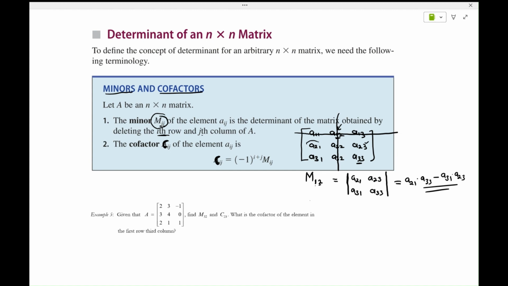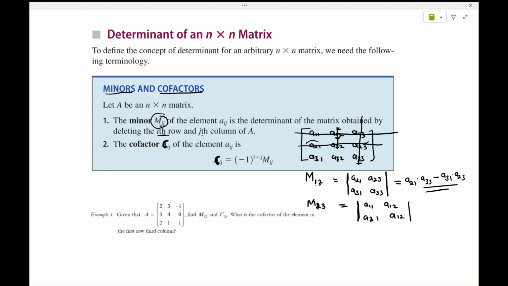Is that okay? So let's say you want to find M23. M23 means you're going to delete the second row and delete the third column. Then it will be the determinant of whatever is left, which will be A11, A12, and A31, A32.